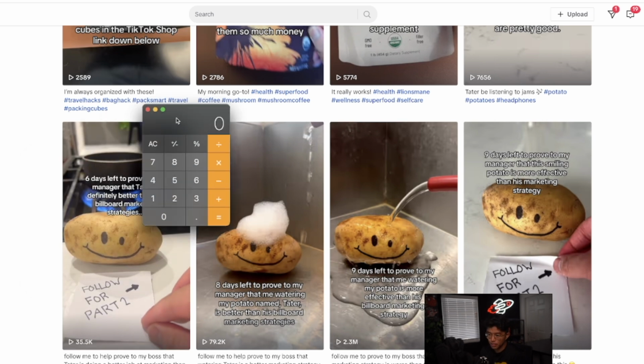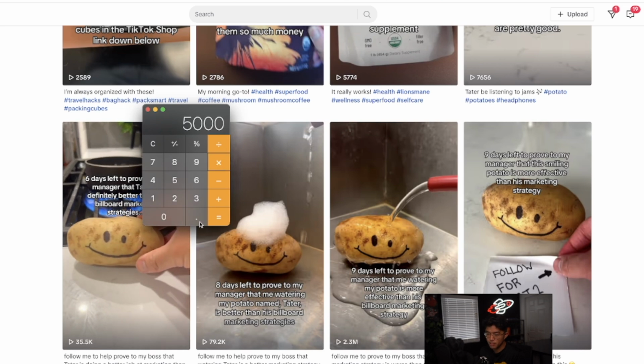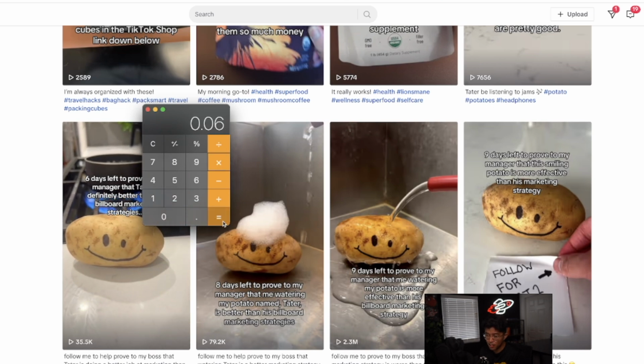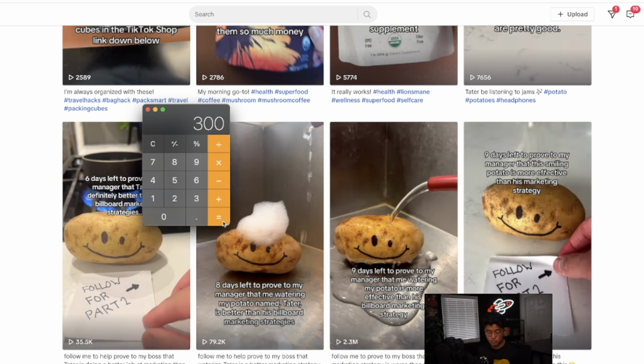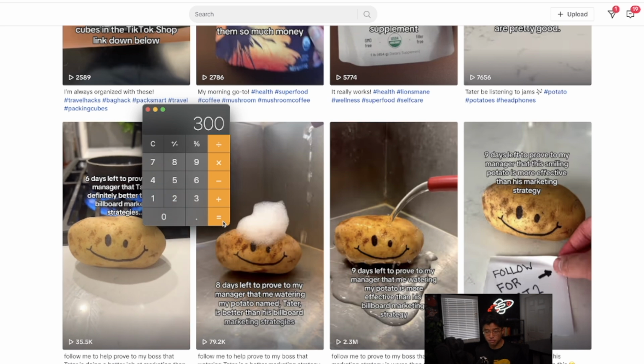But if you do the math, right, if you need 5,000 followers and you're paying about 6 cents per follower, you're going to pay around like $300 for about 5,000 followers, which is a complete, still legitimate way to get to 5,000 followers.